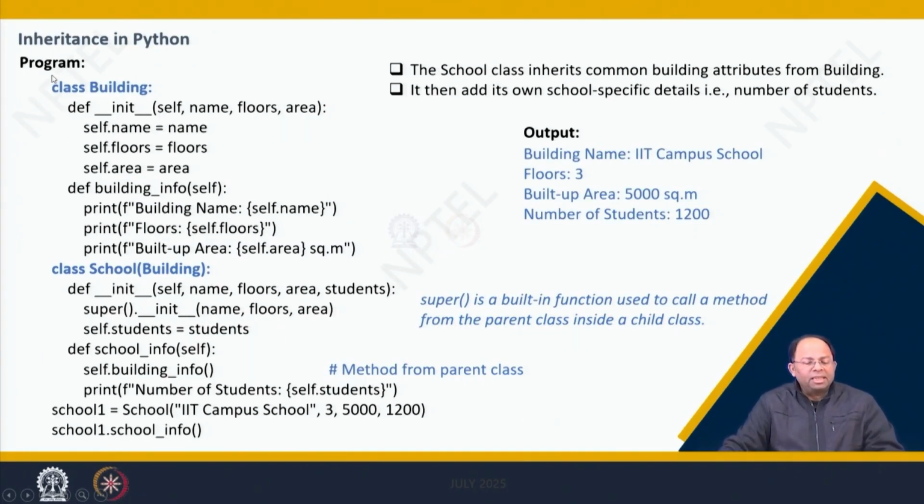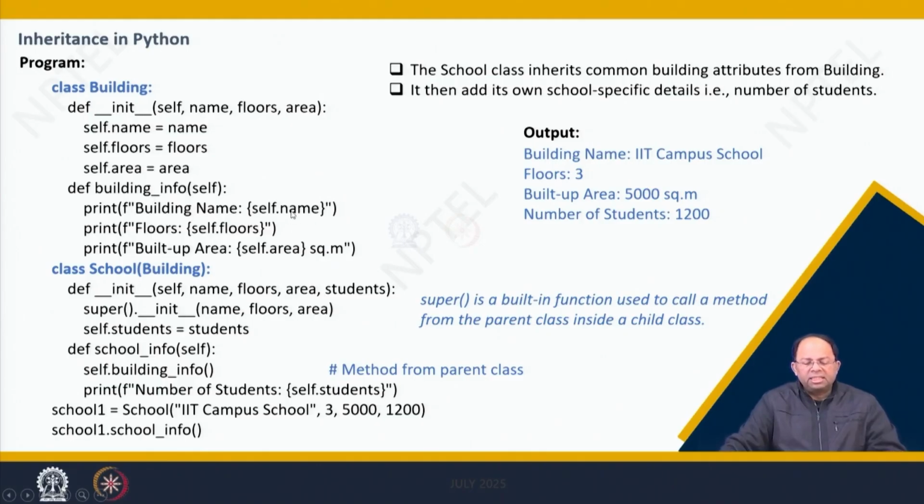So this is an example of inheritance in Python. First we are defining the class building. As usual, we have the constructor, def __init__(self, name, floors, area). Again we are saving self.name equal to name, self.floors equal to floors. Whatever argument is passed is stored in these variables. And then we have the function def buildingInfo, which just prints its own data, which we did earlier also.